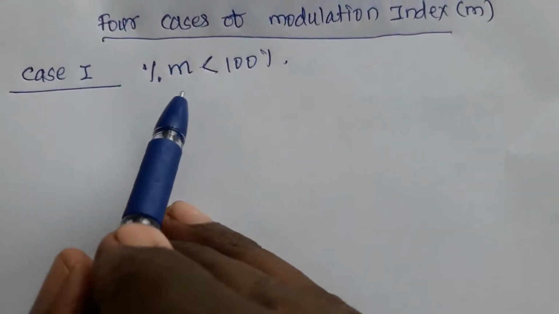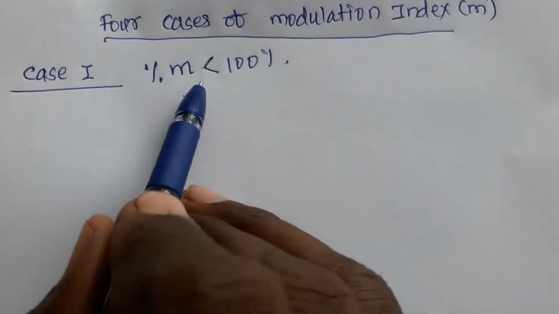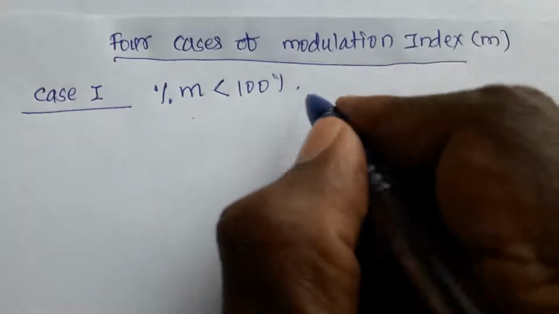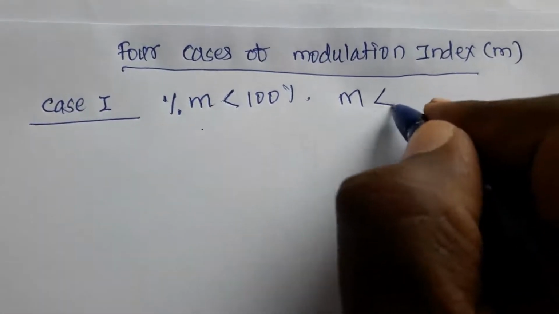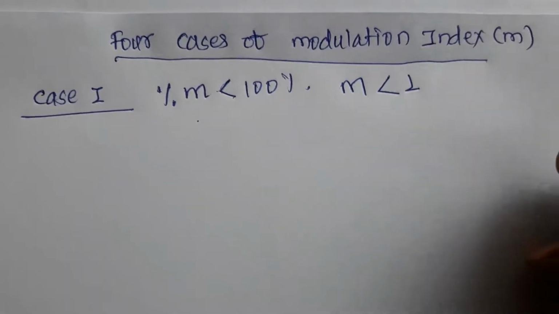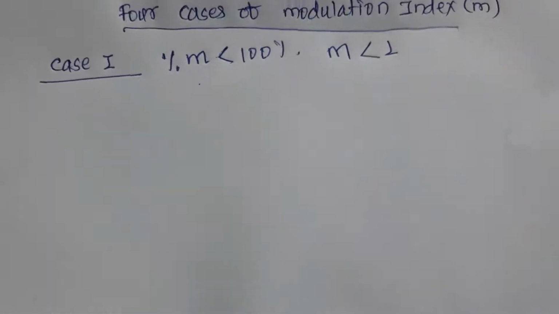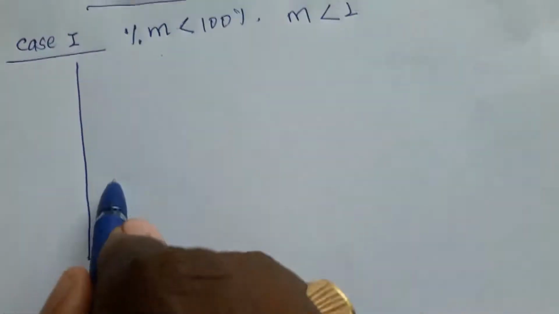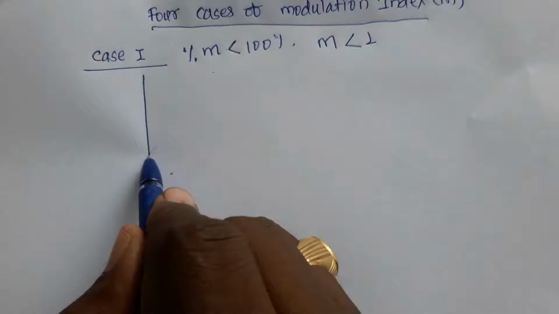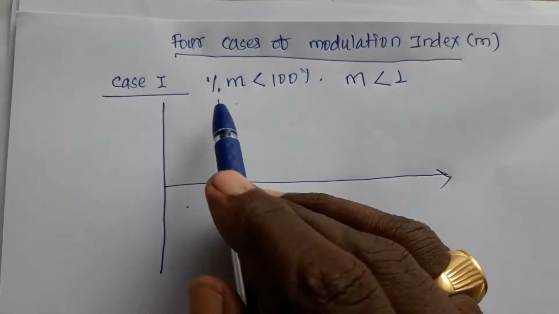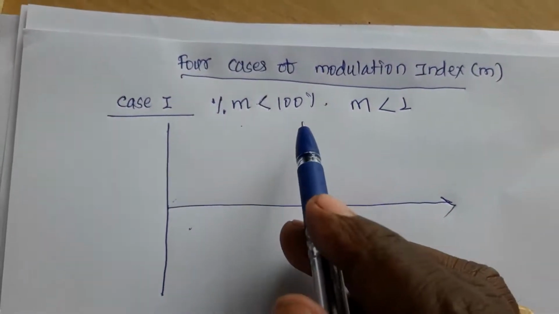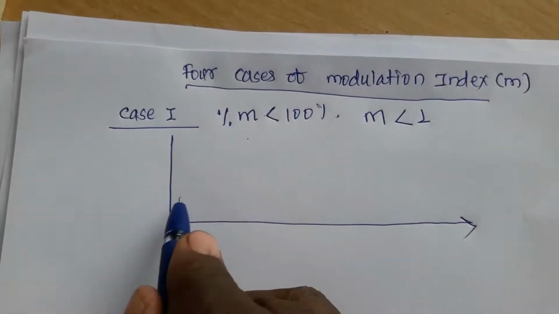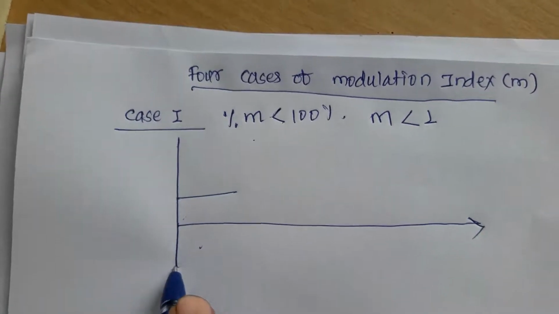Case 1 indicates that the percentage of m is less than 100%, meaning the value of m is less than 1. What should the amplitude modulated waveform be, or how do we draw it? In this case, if percentage modulation is less than 100% or m is less than 1, then the waveform looks like this one.